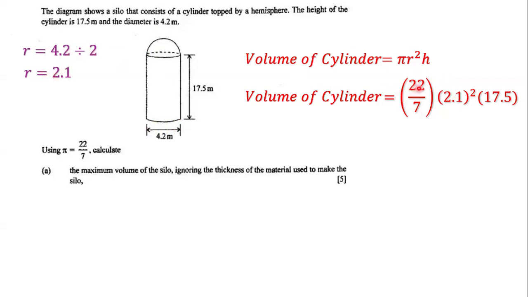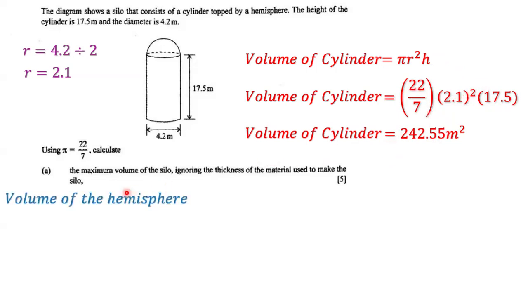And so we have pi, which is 22/7, and we have the radius, which is 2.1. And then we have h, or the height, which is 17.5. And so we have 22/7, 2.1 squared, and 17.5, which is h. Next, we're going to multiply all of them together. And when we multiply all of them together, we get 242.55 meters squared. And so that's the volume of the cylinder.